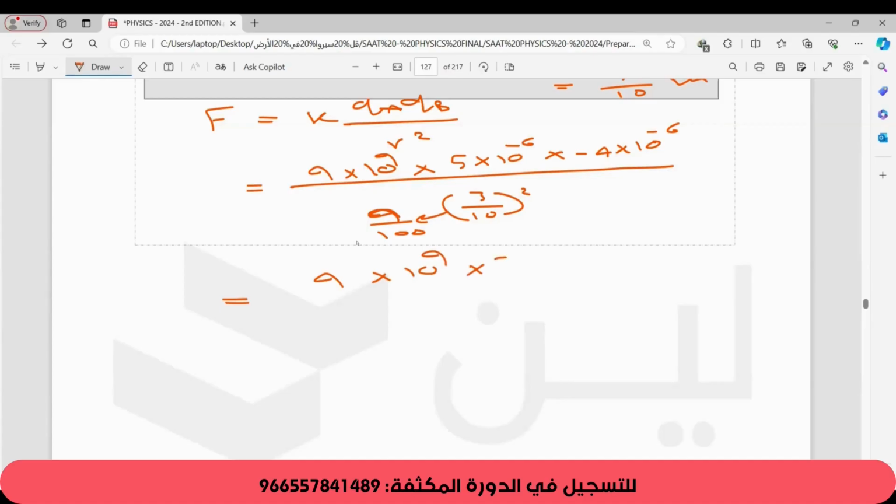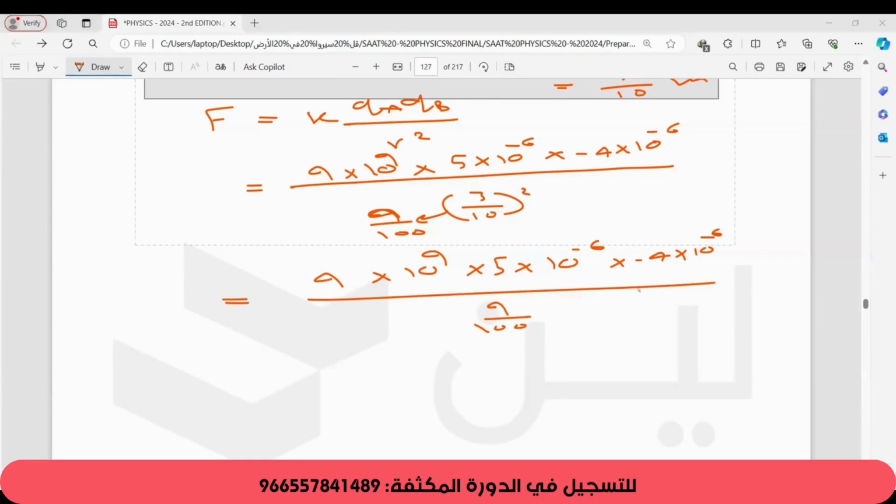Let me just write it again to make things clear. -6 times -4 times 10 to the power -6, over 9 over 100. Now we will just try to simplify the parameters we have.